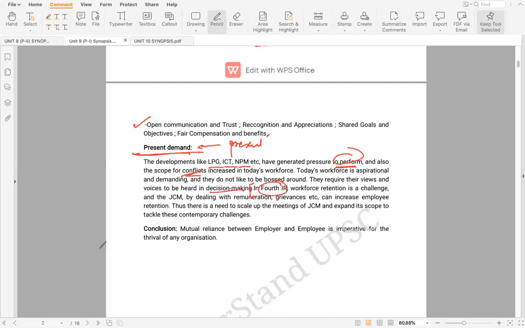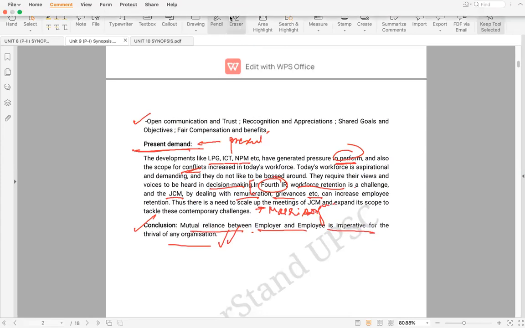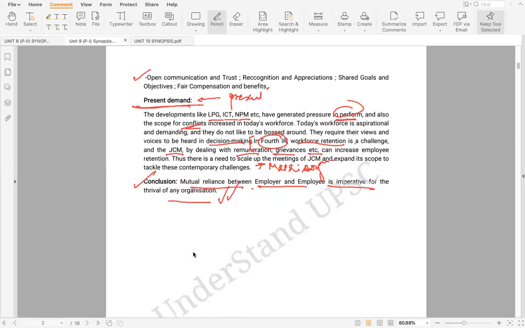Therefore, in the era of the fourth industrial revolution, workforce retention is a challenge, and the JCM, by dealing with remuneration, grievances, etc., can increase employee retention. Thus, there is a need to scale up the meetings of JCM and expand its scope to tackle these contemporary challenges. You can also talk about matrix organizations of Follett, how everybody is almost equal to each other. Conclusion: therefore, mutual alignment between employer and employee is imperative for the survival of any organization. Very straightforward, very simple question. You just have to innovate by interlinking thinkers to the mutual reliance concept.